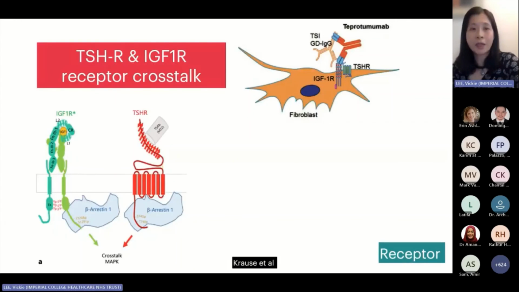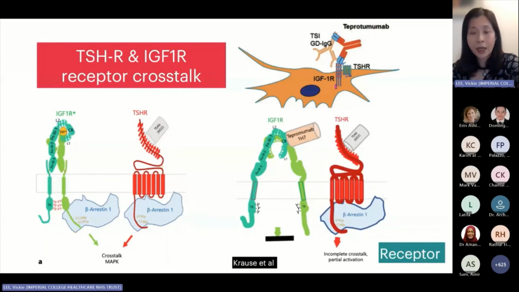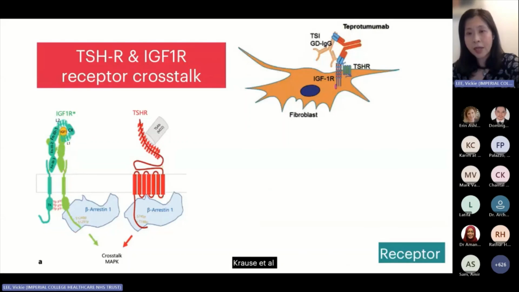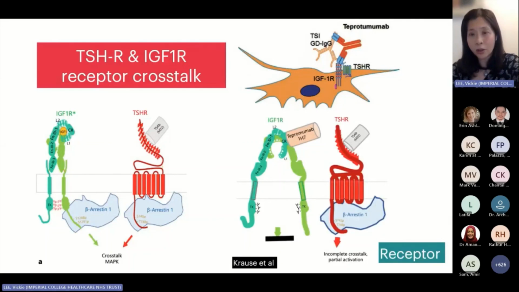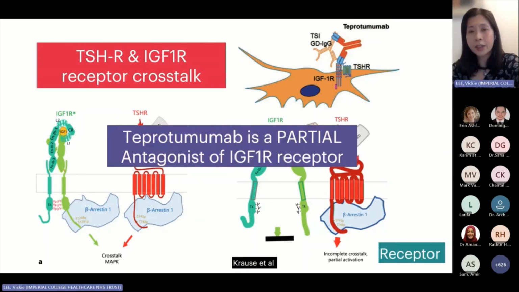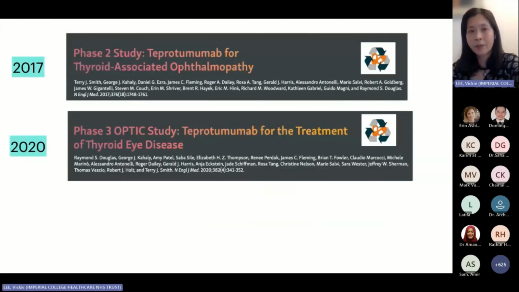But a lot of publicity has been actually not on the TSH receptor, but the adjacent receptor, which is the insulin growth factor 1 receptor, because it's found to be co-located. And you can see in this study by Kriss that actually, if you block the adjacent IGF-1R receptor, it also blocks the effect of the TSH receptor signaling. And this is the basis of teprotumumab or Tepezza, which is a partial antagonist of the IGF-1R receptor.